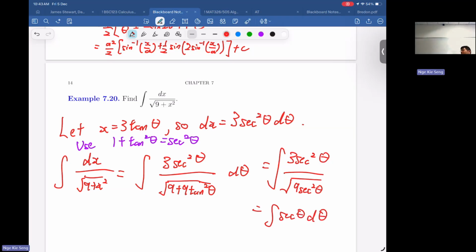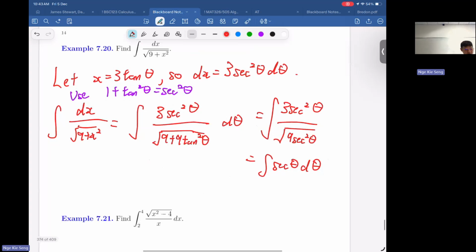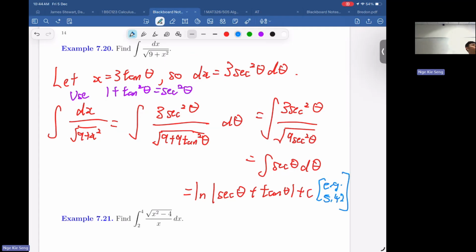So how do we do this integration? This integration actually is quite hard, but this is what we did before. It is ln of secant theta plus tangent theta plus c. This is example 5.42. This is what we did before, you can check it out, otherwise you can repeat it again. It's not trivial, but it's doable.